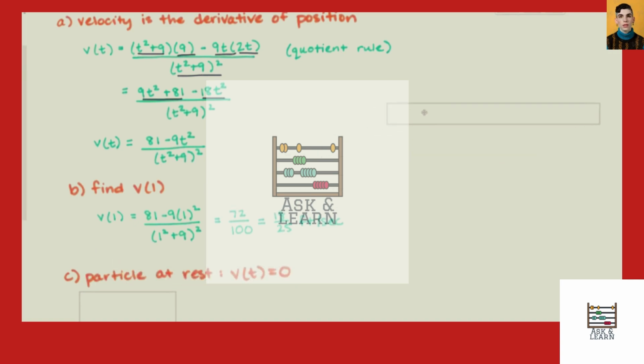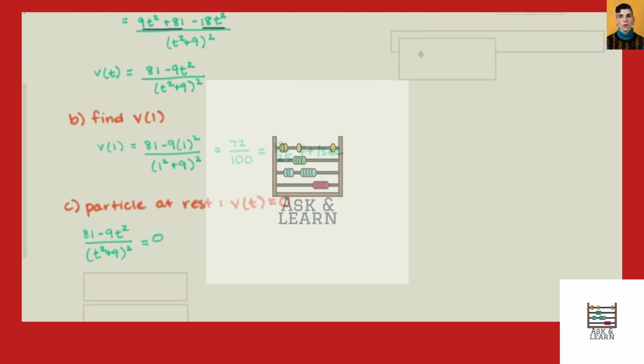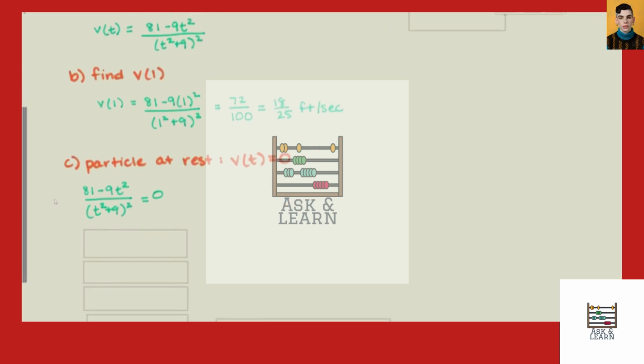For part C, we want to know when the particle is at rest. And a particle is at rest if its velocity is equal to 0. So we take our velocity, we set it equal to 0, and we solve for time. Now when you have a fraction that equals 0, you want the numerator to equal 0. And when you look at this denominator, you'll notice that there's no real number that makes it equal to 0 anyway. So we set the numerator equal to 0, and we solve for t.